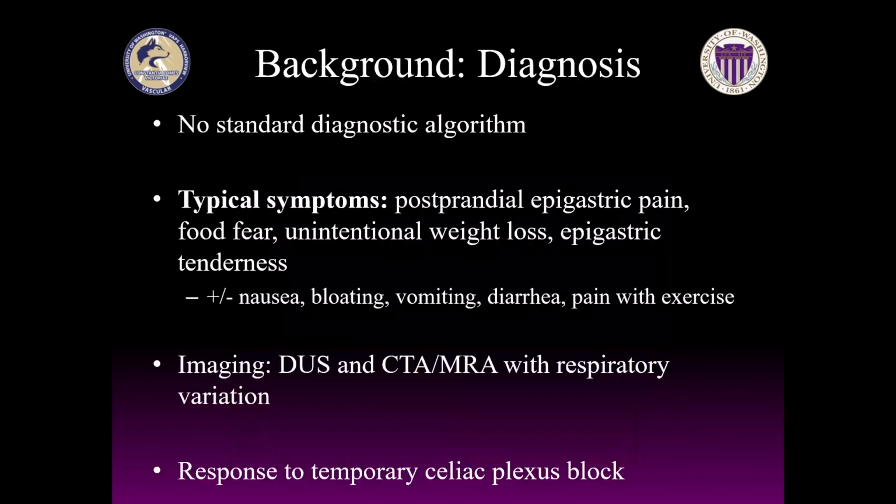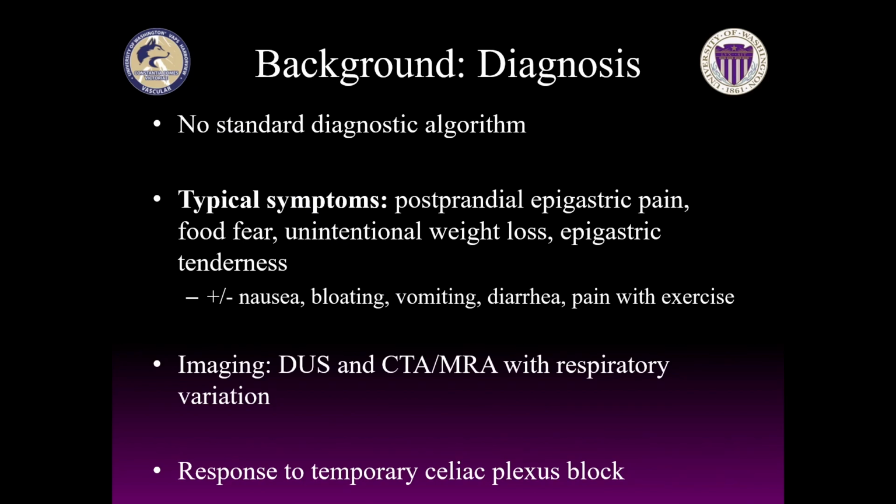There are many proposed diagnostic modalities for MALS, including gastric exercise tonometry and provocative mesenteric angiography. However, there's no standard diagnostic algorithm for MALS. The common clinical presentation of MALS includes symptoms of postprandial epigastric pain, leading to food fear and unintentional weight loss, which can be severe enough to require nasogastric feeds or TPN. Additionally, patients may present with epigastric tenderness, nausea, bloating, vomiting, and pain with exercise.